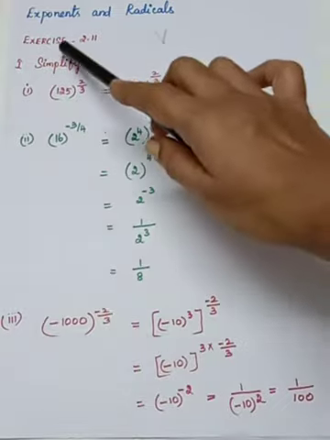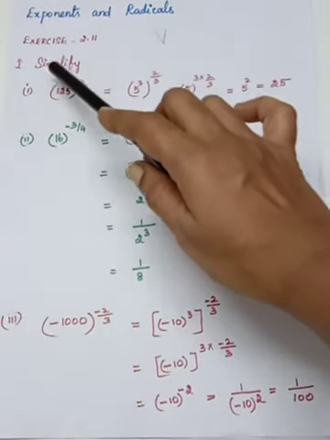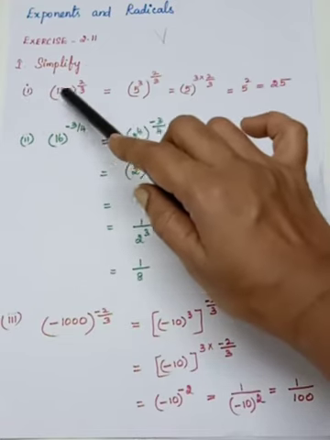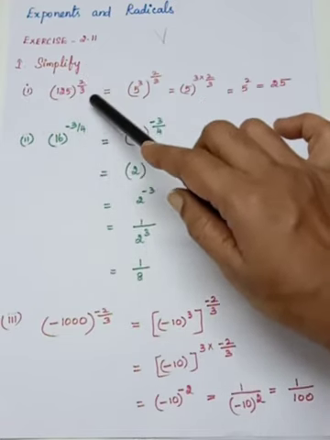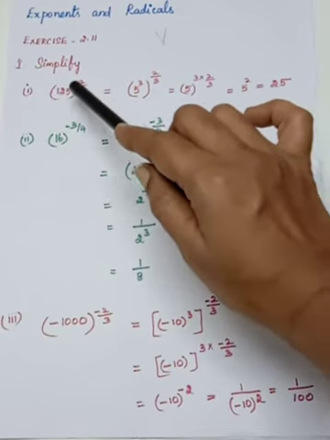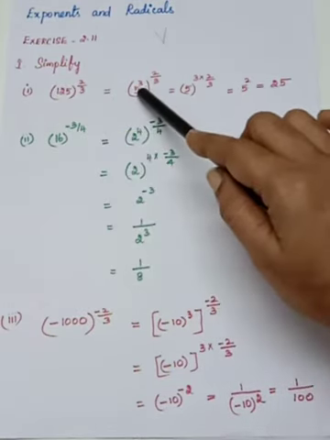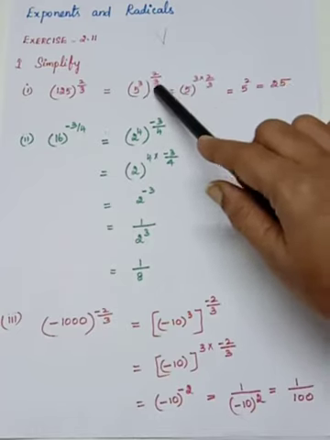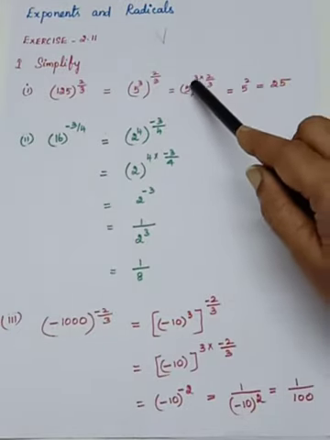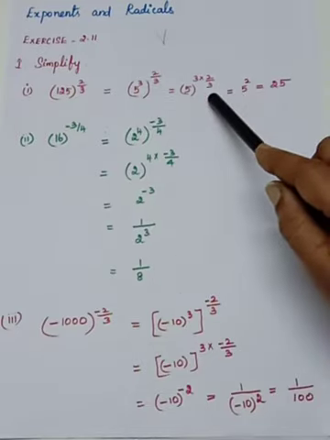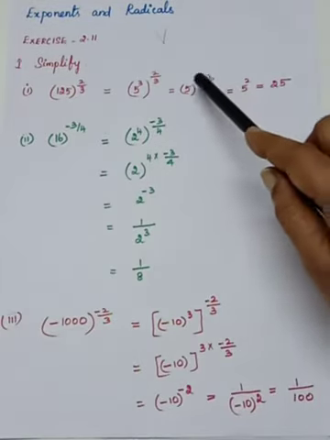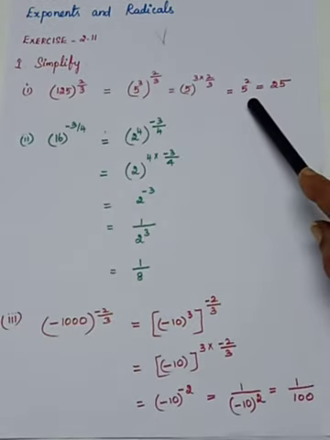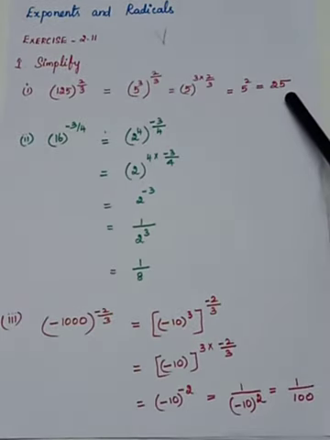Okay, exercise 2.11. First one, simplify the first subdivision: 125 the whole power 2 by 3. This 125 I can write as 5 cube the whole power 2 by 3. So the power 3 into 2 by 3, this 3 and this 3 get cancelled. So your answer is 5 square, that is equal to 25.